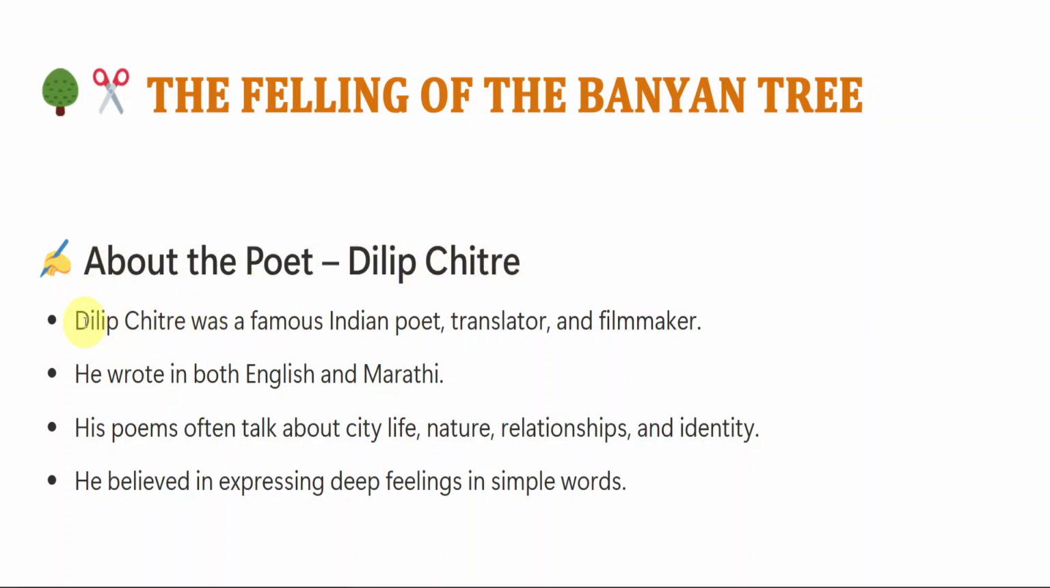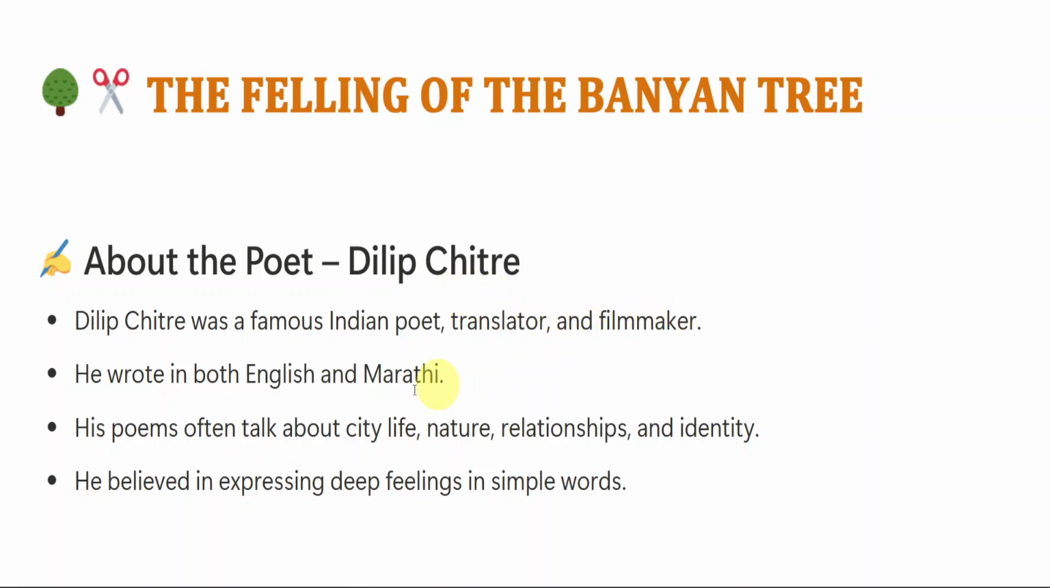So let us see about Dilip Chitre. Dilip Chitre was a famous Indian poet, translator and filmmaker. The person who writes the poem is known as a poet. So he is an Indian poet, who was born in India itself. Next, he is a translator. A translator is a person who converts one language's work into another language. Just assume if The Felling of the Banyan Tree is in Telugu, Sanskrit, Arabic or any other language, Dilip Chitre is the person who will change it into English or any other language like that.